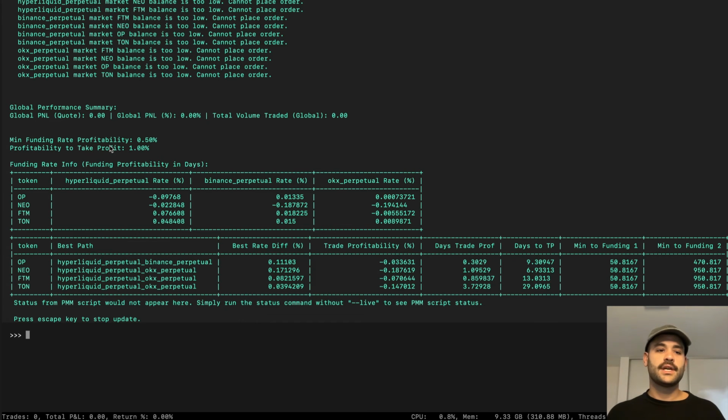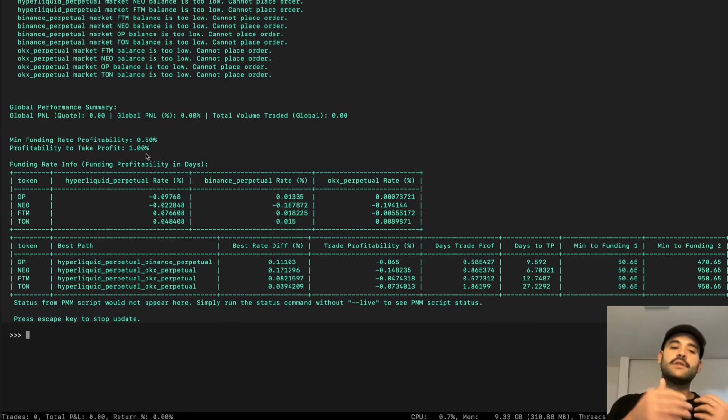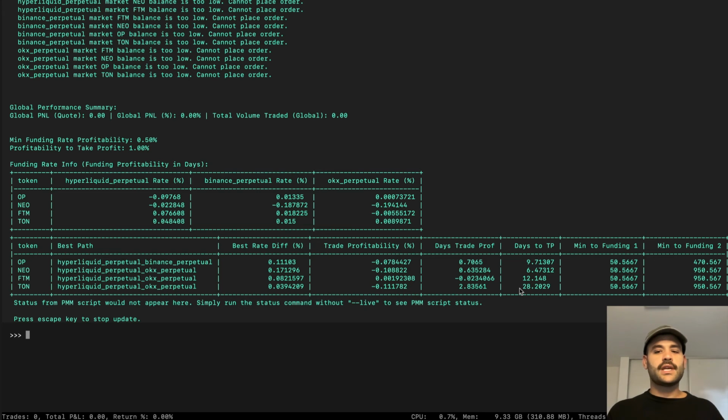Remember that we defined this profitability to take profit at 1%. So using the trade profitability and the best rate diff, how many days we need to hold the positions in order to get the 1% that we are looking for. This also is very interesting because there is a lot of hype right now around Ethena and all that stuff, and this shows you really how much money you need to put to get those yields and how much time you need to wait to recover that money with the same funding rate information.